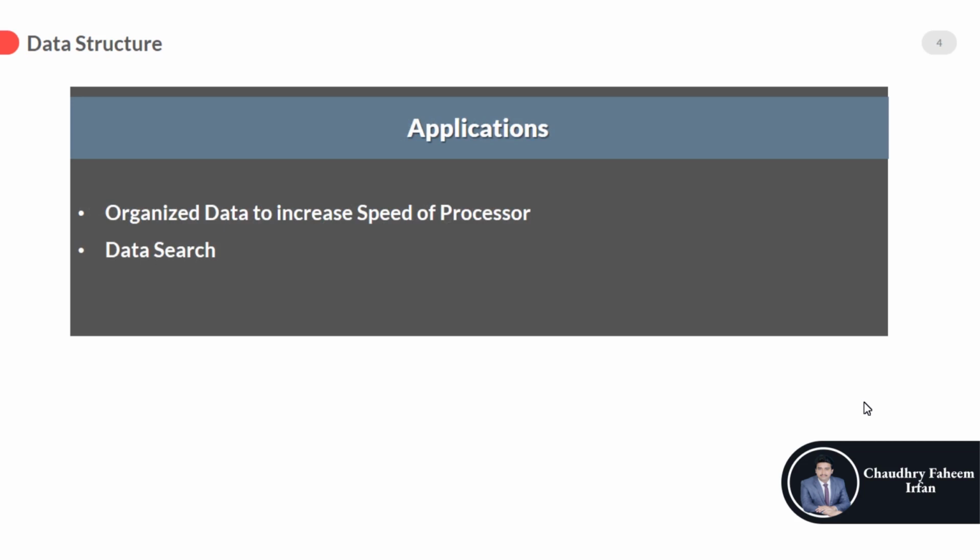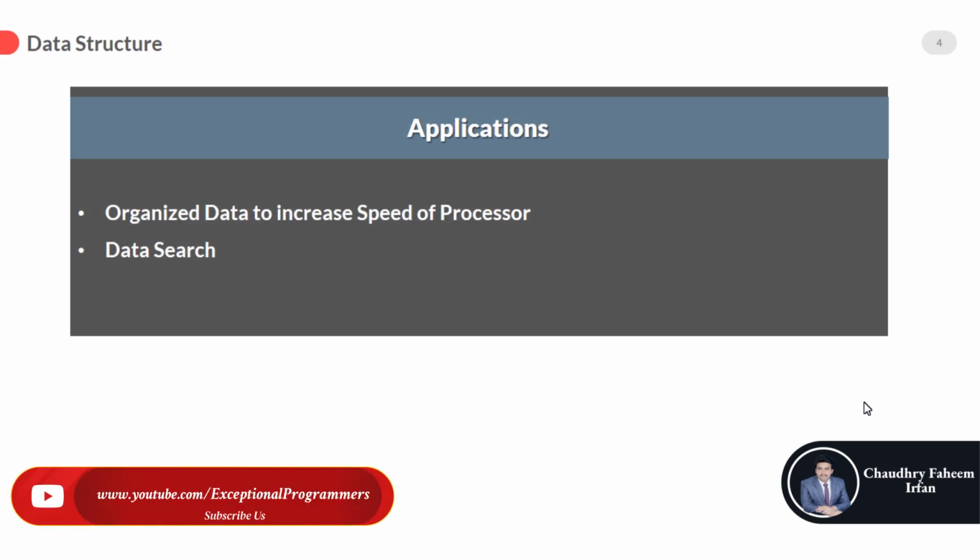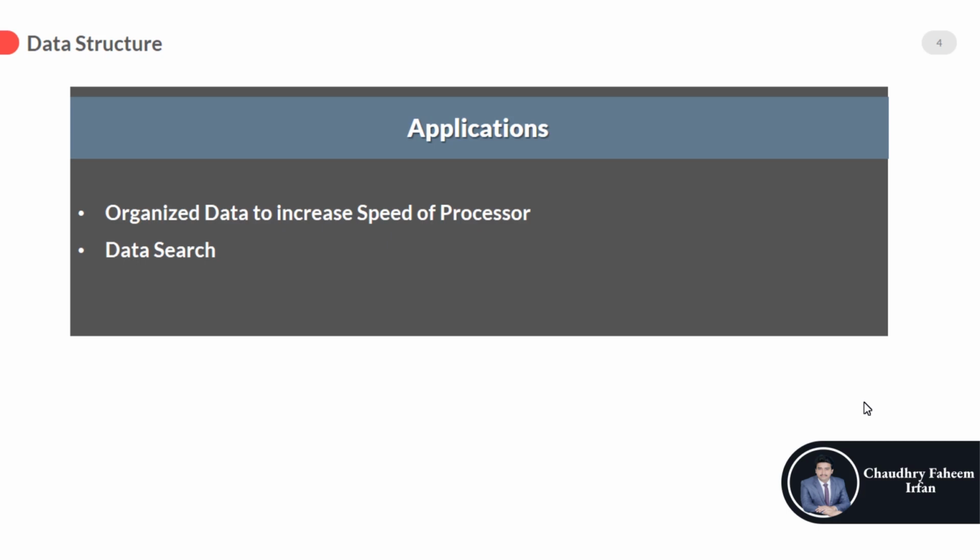Here are the applications of data structures. Every application uses various types of data structures. By organizing the data, we can increase the speed of data access. How do you search data among 1 million items in very little time? Data structures will increase the search speed. So this is a very helpful way to maintain and retrieve data.